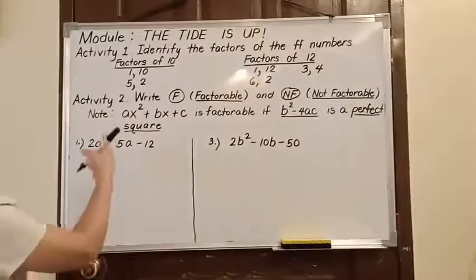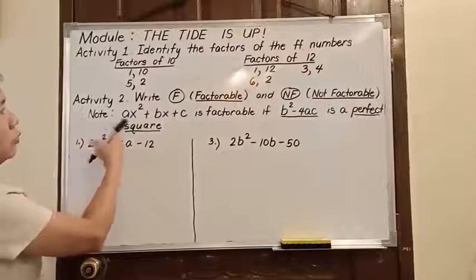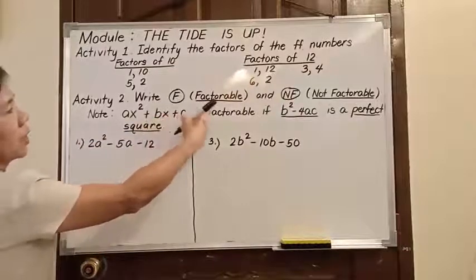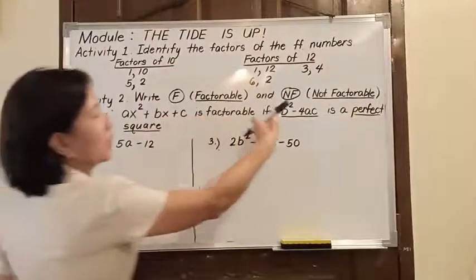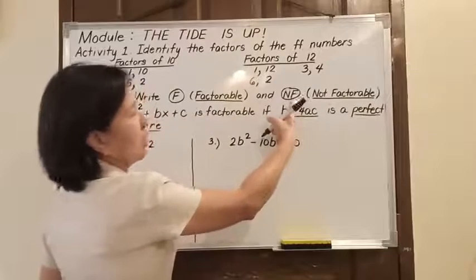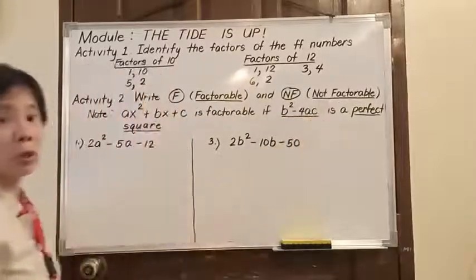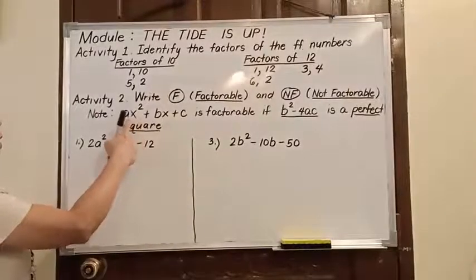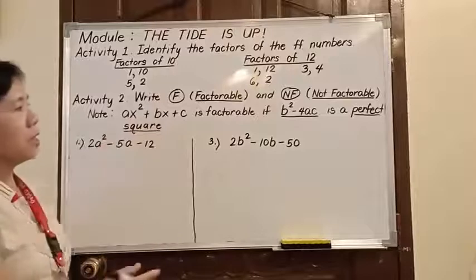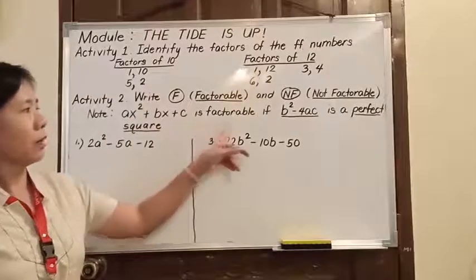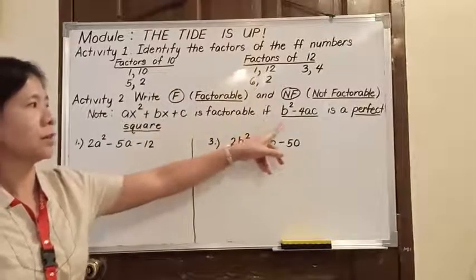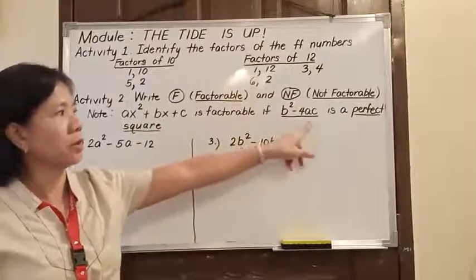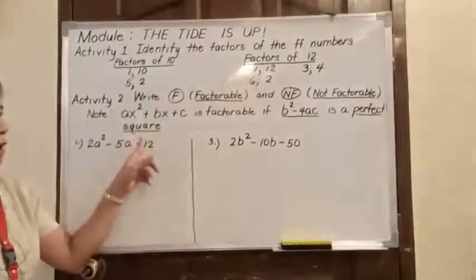Okay, next, move tayo sa Activity 2. You write capital letter F if it is factorable, and capital letters NF if it is not factorable. Now, for the quadratic trinomial ax squared plus bx plus c, this is factorable if the discriminant b squared minus 4ac is a perfect square.